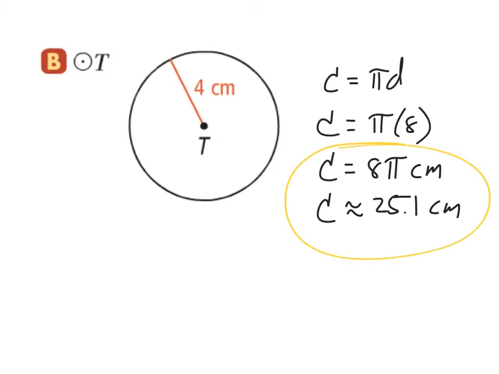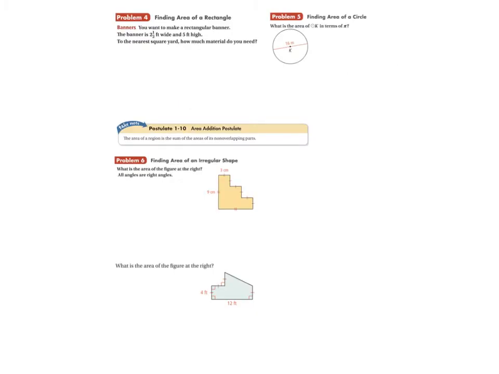Question: if you had gone through and said circumference equals 2 pi r, just make sure you're plugging in the appropriate radius. Because again, the answer is still 8 pi. Yep. All right, so let's go to the back side of your notes.